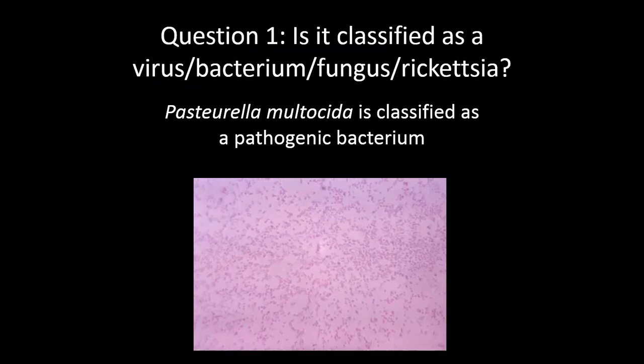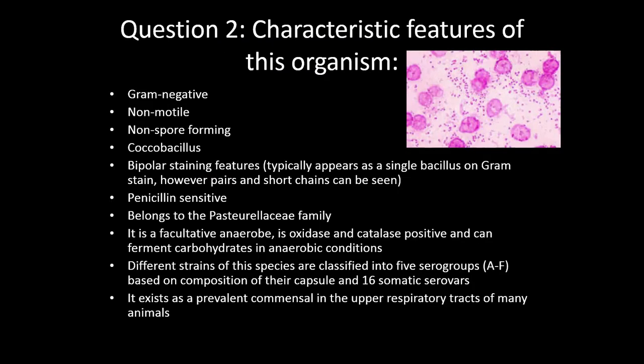multocida. Pasteurella multocida is classified as a pathogenic bacterium. Here we can see a list of its characteristic features, namely that it is gram-negative, non-motile, non-spore-forming, a cocobacillus, it has bipolar staining features, is penicillin-sensitive, belongs to the Pasteurelliaceae family. It is a facultative anaerobe, is oxidase and catalase positive, and can ferment carbohydrates in anaerobic conditions. Different strains of this species are classified into 5 serogroups, A to F.